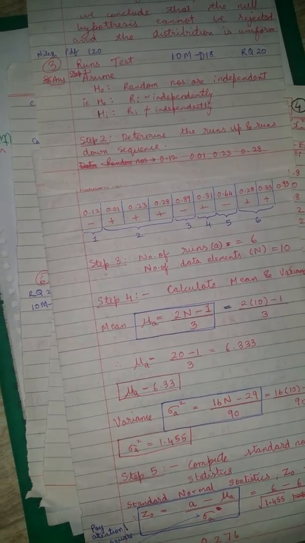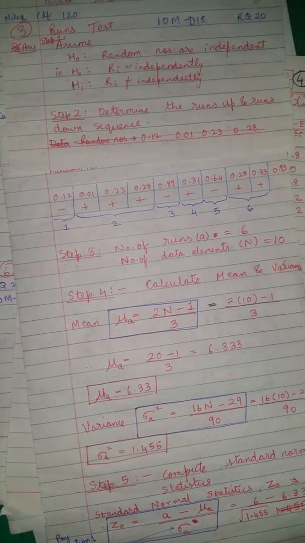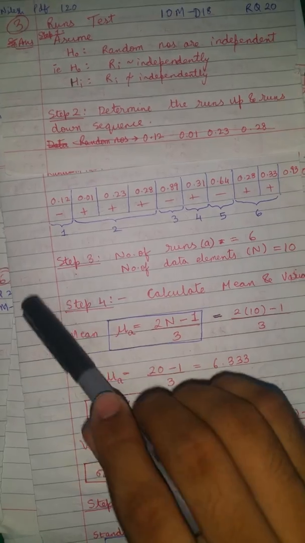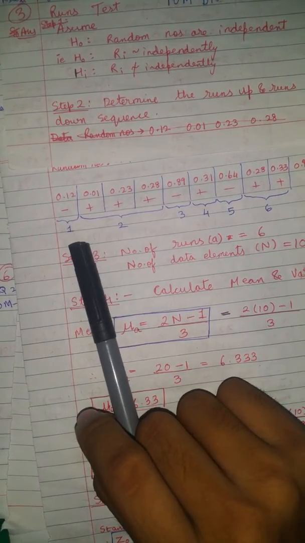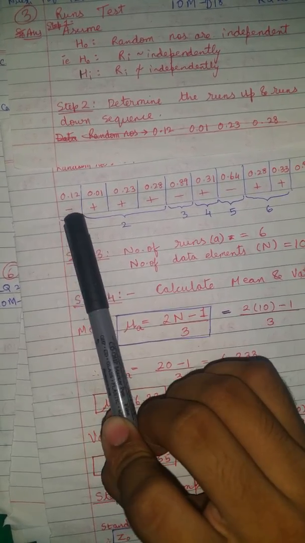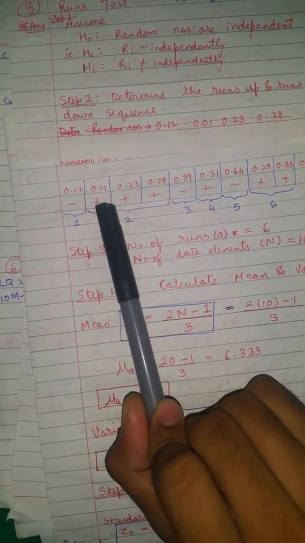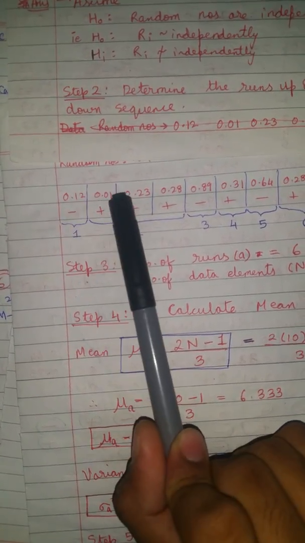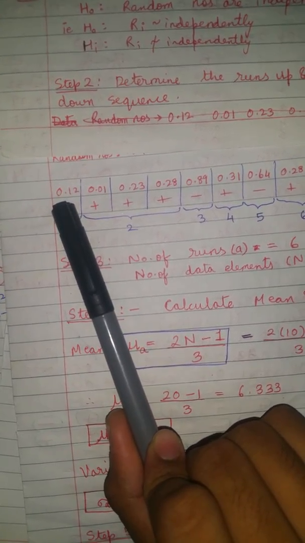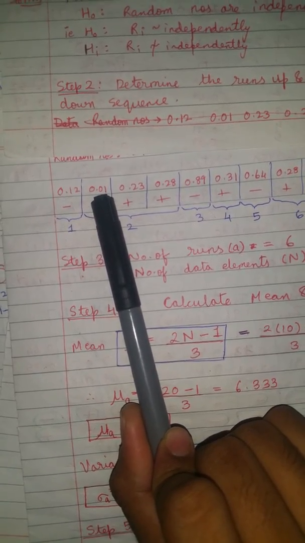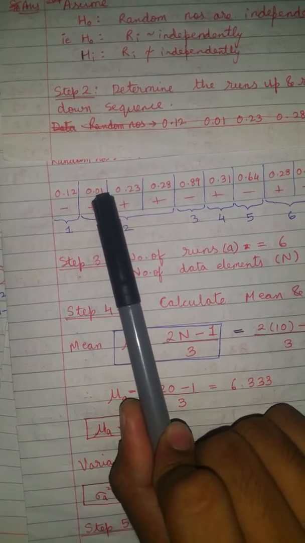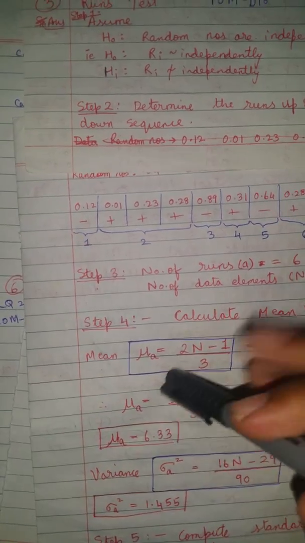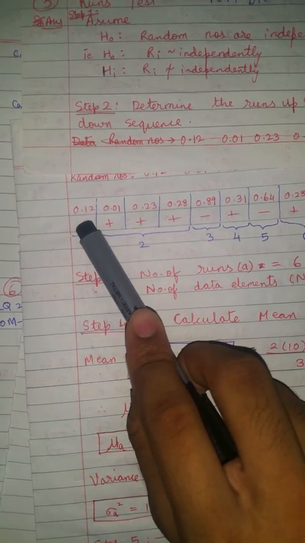Runs up and runs down. That's clearly mentioned in the question that we have to use runs up and runs down. For getting this sequence of plus and minuses, what we have to do is see the next number of every element. So for 0.12, I see the next number is 0.01, which is a smaller number. So I write minus over here.